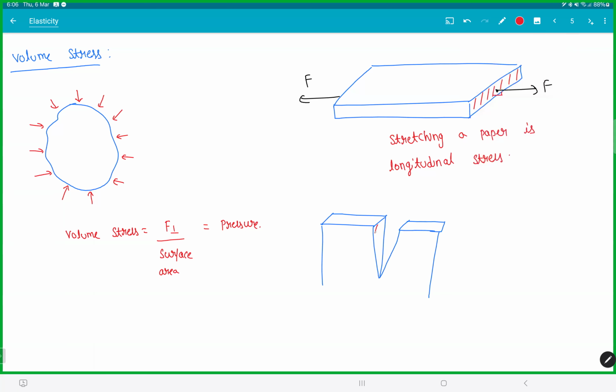So you are applying force on this section here, and your force is this way. If you see, it is parallel to the surface. So tearing a paper is actually shearing stress.